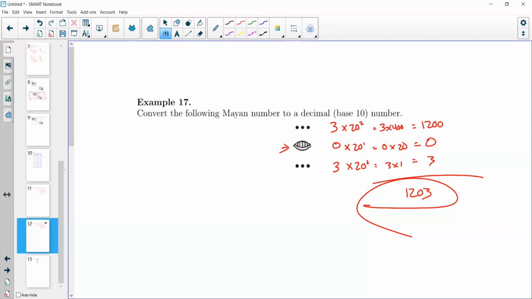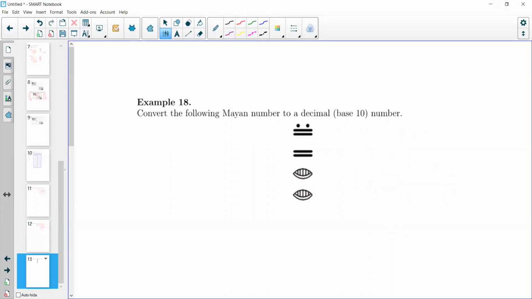Any questions on how this works? Because they used base 20, the Mayans used base 20. Everything was in 20. A year was 360 days. Which is probably why we didn't have doomsday in 2012. Because they were shortening the years. You're welcome.